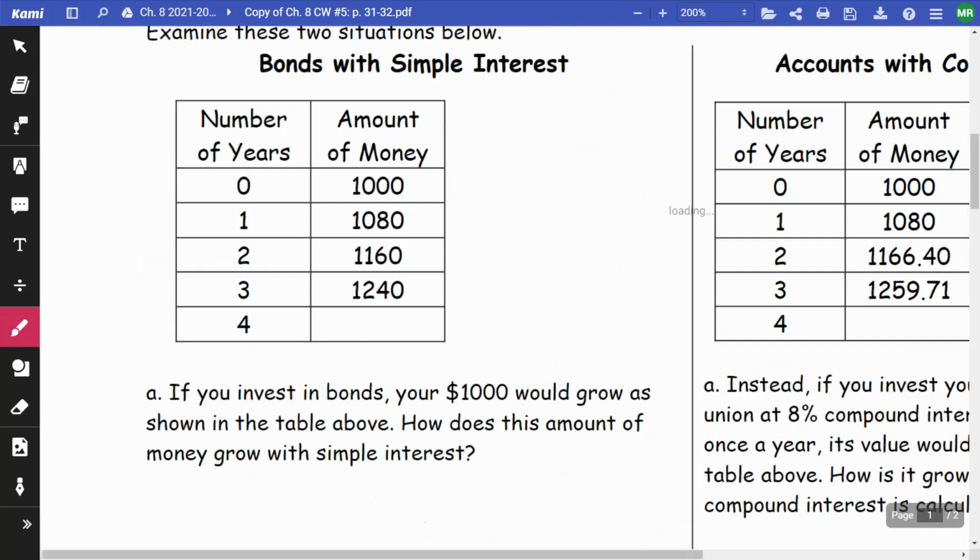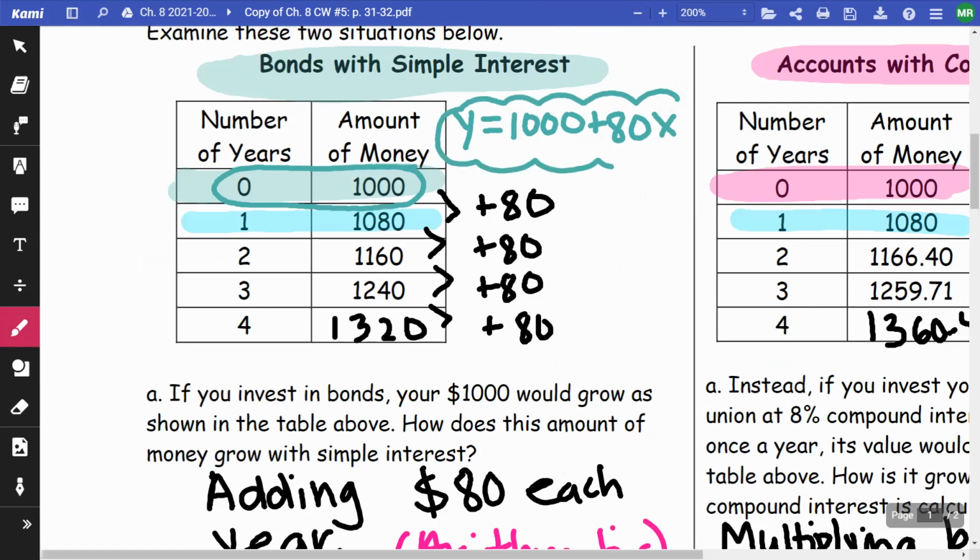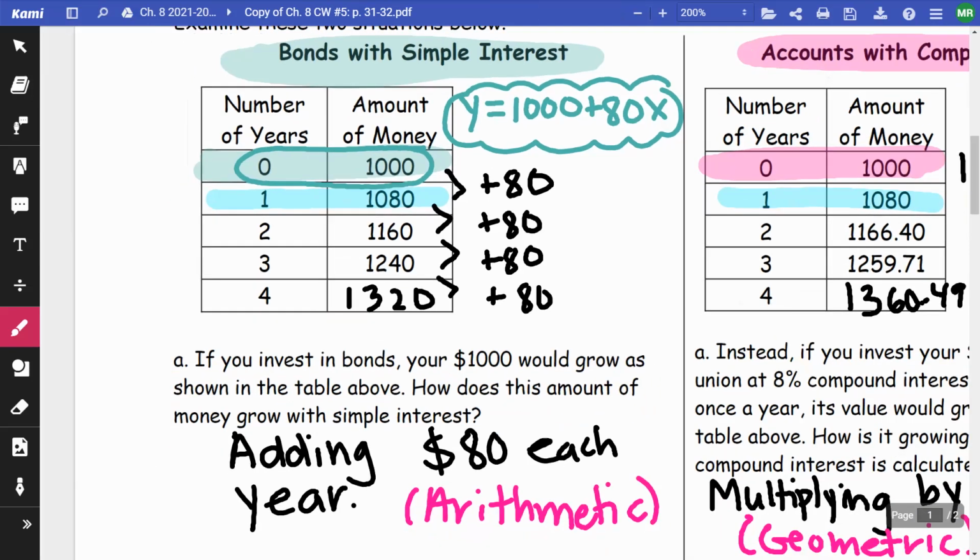So hopefully you're able to come up with the equation. For the one with simple interest, I'm looking at what I'm starting with. I'm starting with 1,000, so I'm going to go y is equal to 1,000. And then what am I doing over and over again? I'm adding 80 x times. That is going to be our equation. And when we graph it, this is going to be a line. It's going to be linear.